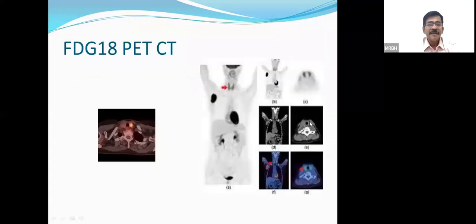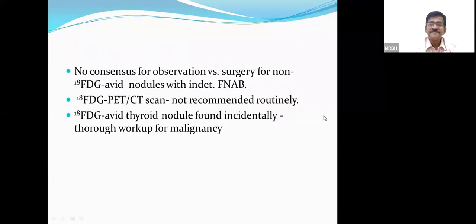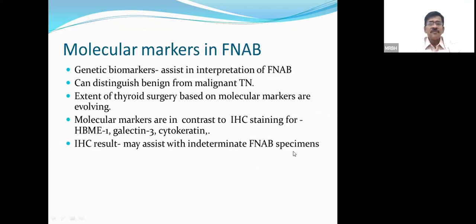surgery is indicated. Next. This is a PET CT scan where there is an FDG avid nodule in the left thyroid. And these are the patients who have got metastatic disease in the bones and in the lungs. Next. So there is no consensus for observation versus surgery for non-FDG avid nodules with indeterminate FNAB. And FDG PET is not recommended routinely for a patient having a thyroid nodule. Next.